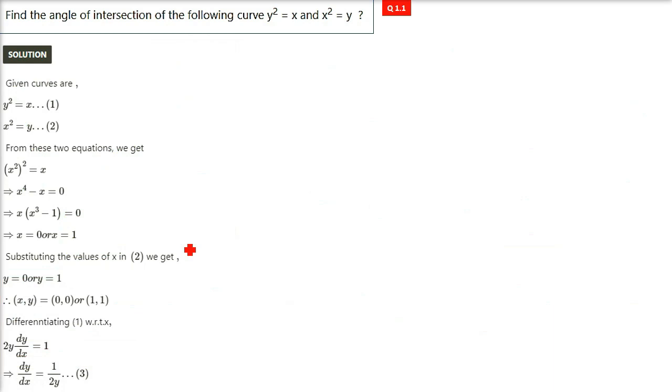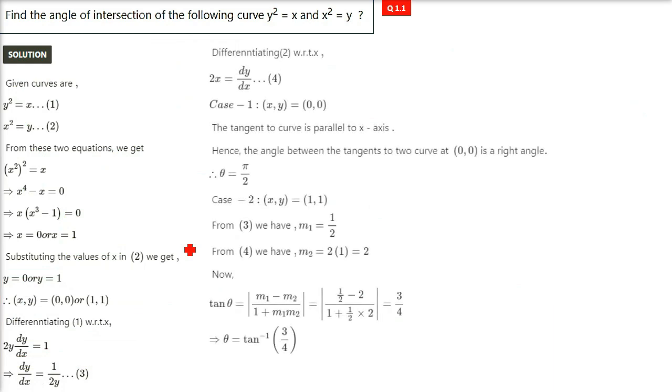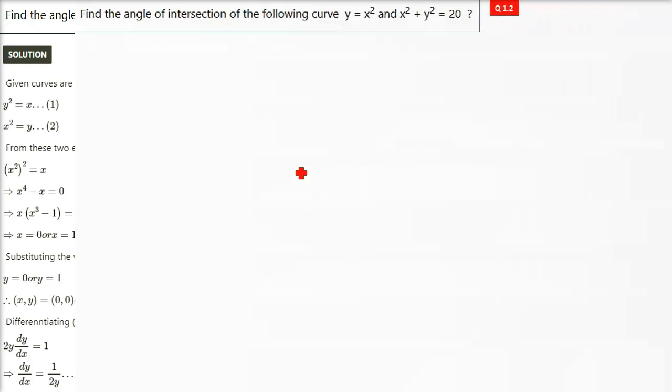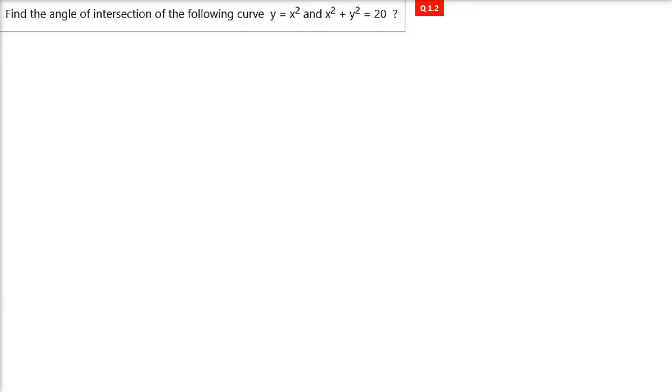Now let me show you the actual reference for those who want to solve by themselves. Just to check the question and answer, this is the reference for you. Certain questions will follow, and those which are equivalent, we'll just leave them.